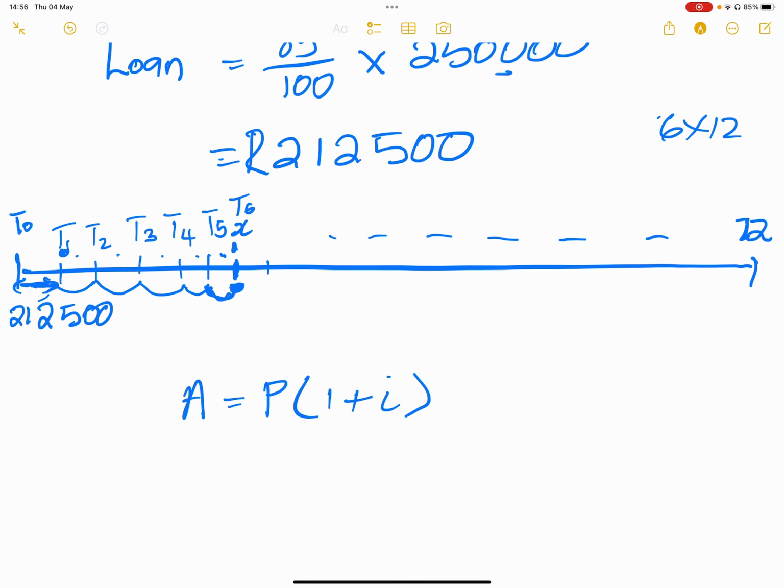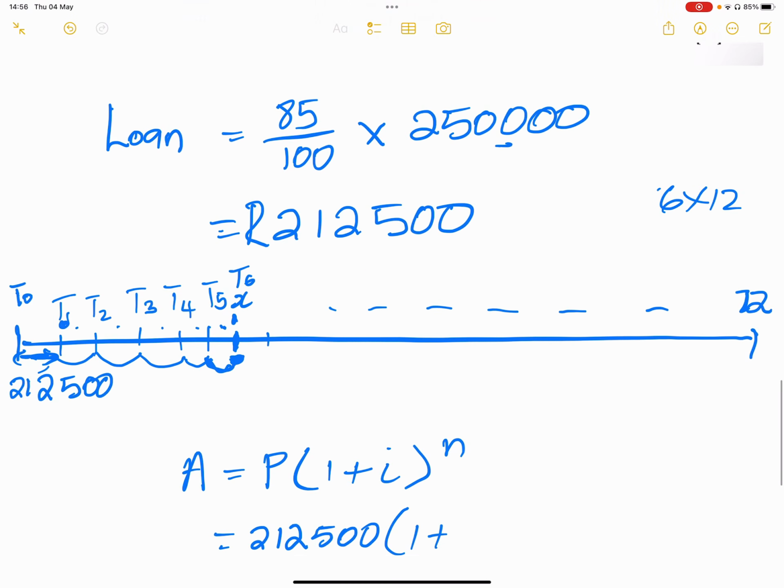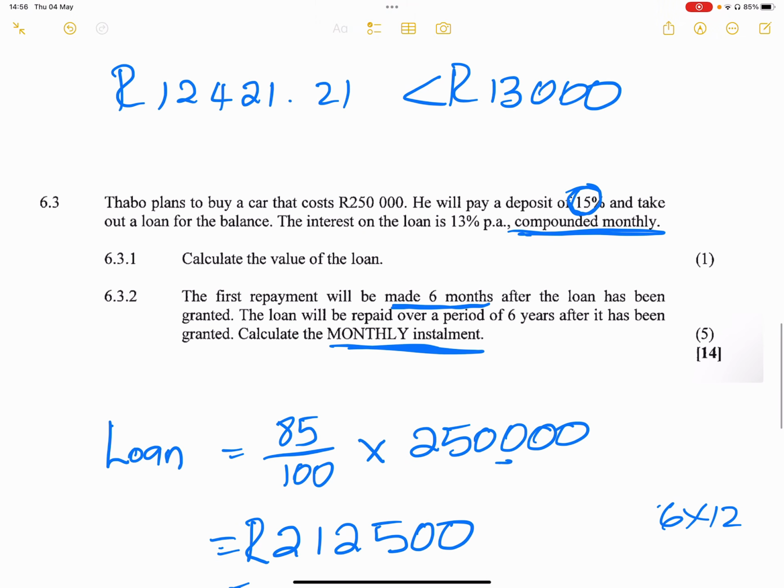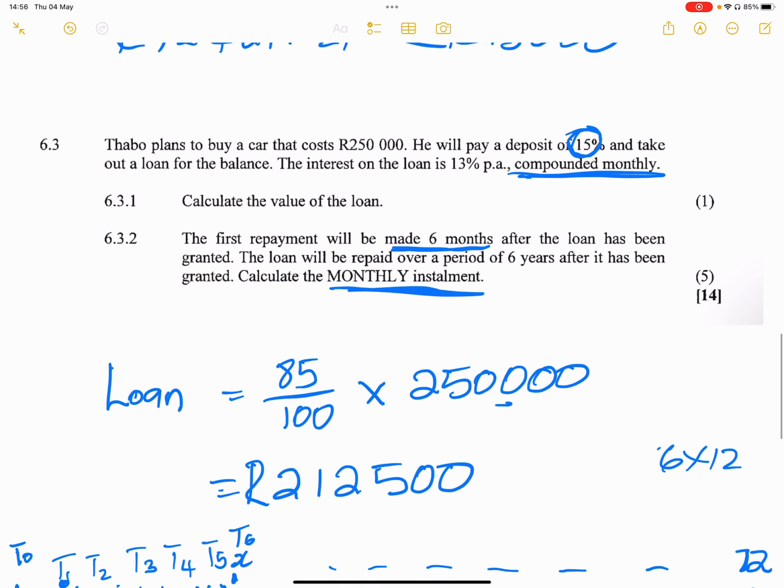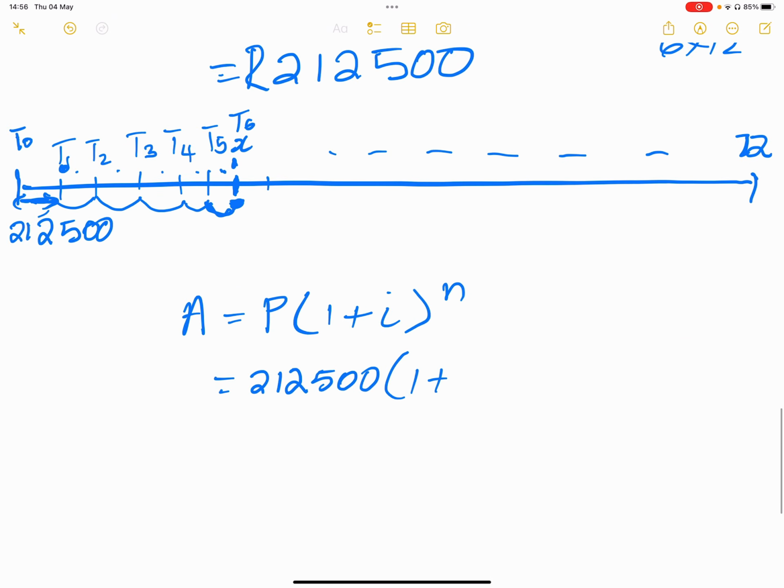So that's 1 plus i to the power n. So that's going to be 212,500. That's the principal amount. That's going to be 1 plus, remember, the interest was 13%, right? So remember, within those months, it's accumulating interest at 13% on a monthly basis. So that's going to be 0.13. Remember, you say divide by 100. Okay, that happens on a monthly basis, right? But remember, it's not even a year, it's only 5 months. So I'm just going to say 5 there.